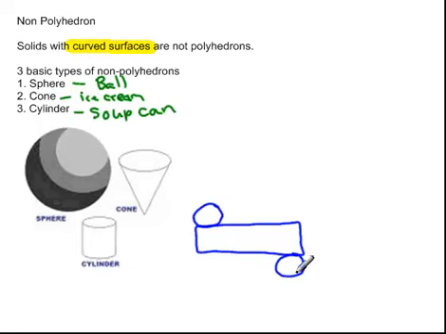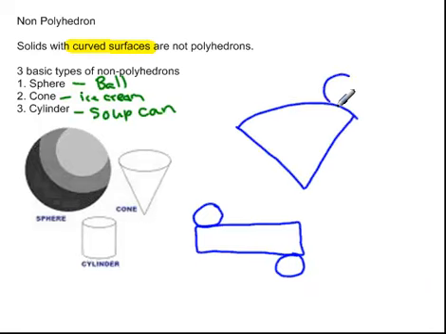We could not draw as easily for a sphere or a cone. It would look something like a rounded shape, a circular base as well. And that's what a net is.